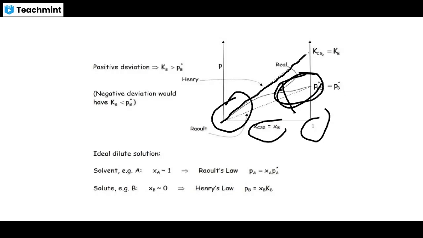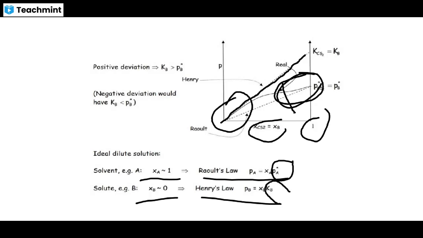For an ideal dilute solution, with xA approximately equal to 1, use Raoult's law. With xB approximately equal to 0, you can use Henry's law. In Raoult's law, PA star is the partial pressure of the pure substance. In Henry's law, it is a constant. It changes for different solvent, temperature and solute. It is a measured constant, and this is the partial pressure at kb.